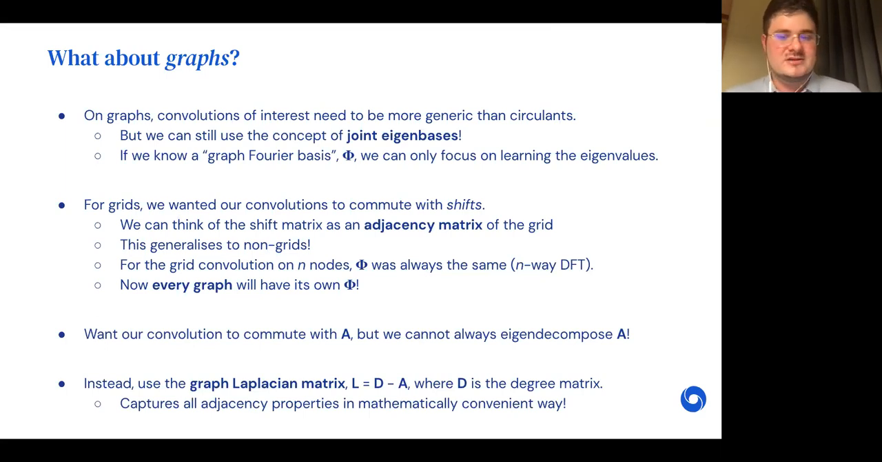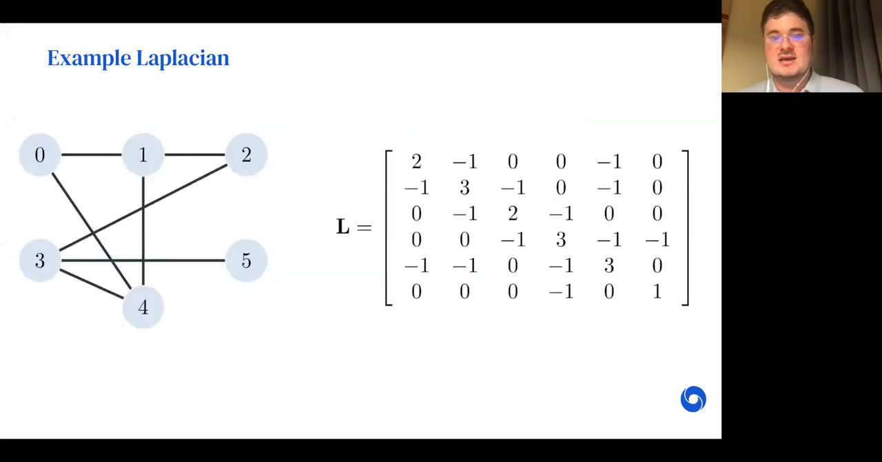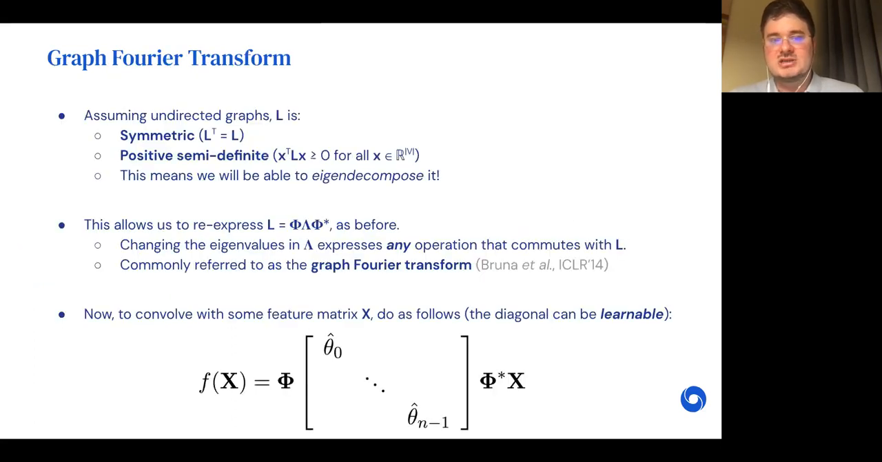Now, the problem here is that you want to commute with the adjacency, but adjacencies cannot always be eigendecomposed. So instead, we will use the graph Laplacian matrix, which you might have seen in some papers like the GCN, where you just take the degree matrix minus the adjacency. And as you can see, if you look at a particular example graph, it captures all the important adjacency properties of the graph, but in a way that you can now actually eigendecompose it. So now you can re-express the Laplacian matrix as, once again, phi lambda phi star.